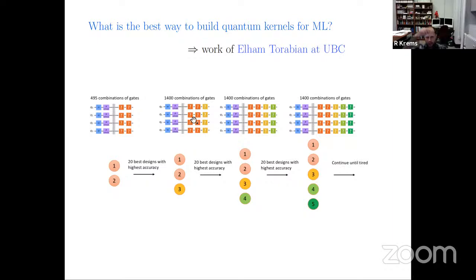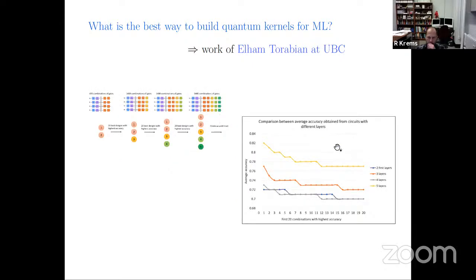And so you see this algorithm resembles the kernel selection algorithm that I told you about, but it just basically builds layers of these quantum circuits that yield quantum kernels layer by layer. So she would take those 20 base models and then combine them with all possible combinations of gates in the 3rd layer, and that will produce 1,400 combinations. She would select the 20 best of them and iterate this procedure, and this is what she would get.